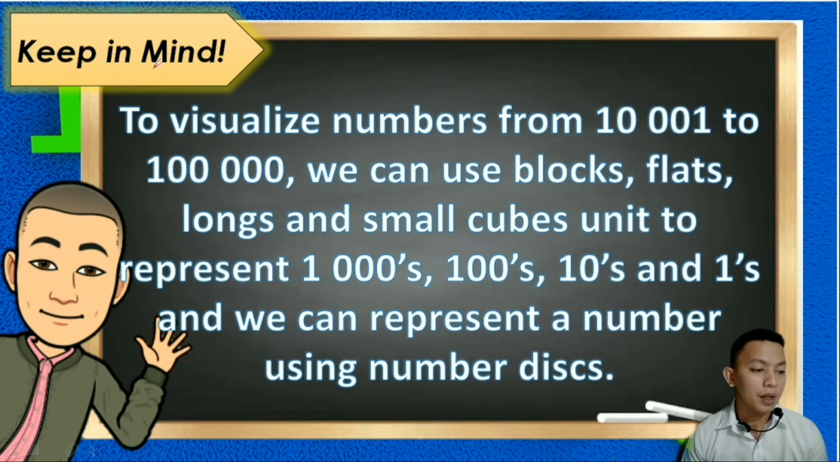So always keep in mind that to visualize numbers from 10,001 to 100,000, we can use blocks, flats, longs, and cube unit to represent 1,000s, 100s, tens, and ones. And we can represent a number also by using a number disk.